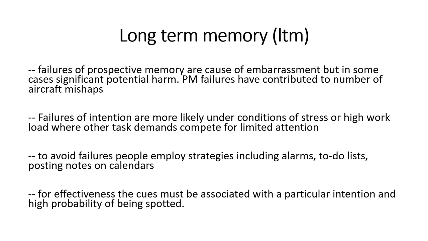Now, to avoid failures, people employ a lot of strategies. For example, they make alarms, they create a to-do list, and they post notices on calendars. This helps them in remembering what they have to do and when they have to do in future. Now, for effectiveness, the cues must be associated with a particular intention and a high probability of being spotted. If you want to create a list or a reminder for some action in future, it should be placed in a sense and at a place where you can easily notice.